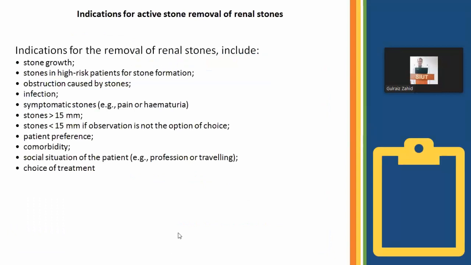Indications for active stone removal of renal stones. Indications for the removal of renal stone include stone growth, stones in high-risk patients for stone formation, obstruction caused by stones, infection, symptomatic stones, stones greater than 15 millimeter, stones less than 15 millimeter if observation is not the option of choice. Patient's preference, comorbidity, social situation of the patients, that is profession or traveling, and choice of treatment.